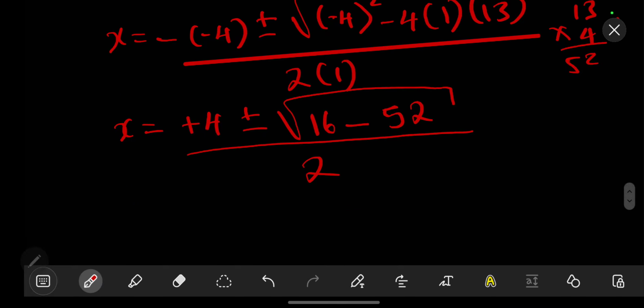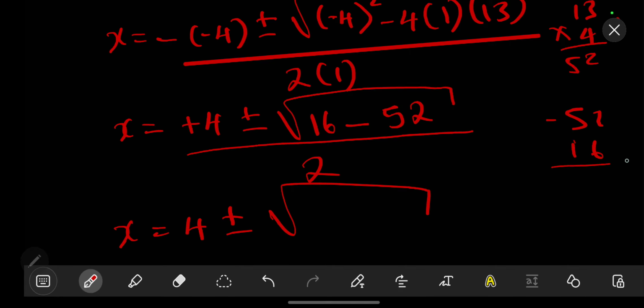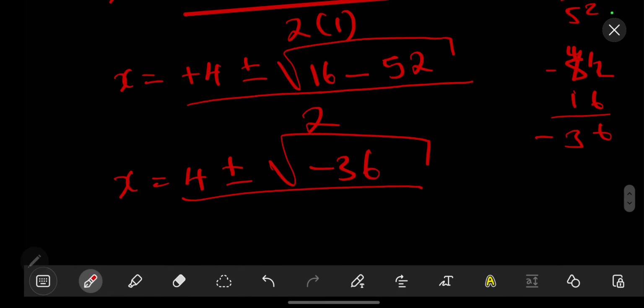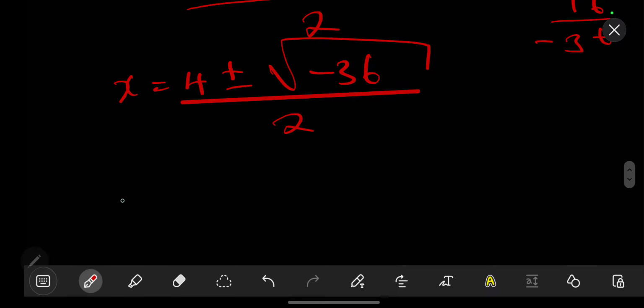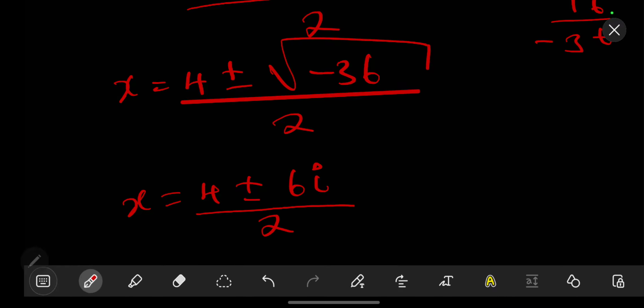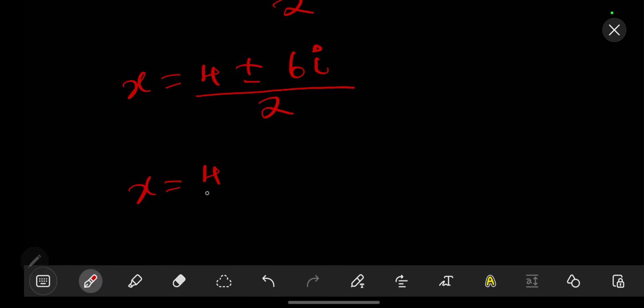So x is equal to 4 plus or minus the square root of 16 minus 52, which gives us negative 36, over 2. Either x is equal to 4 plus or minus the square root of negative 36, which is 6i, over 2. So we can split this: x is equal to 4 over 2 plus or minus 6i over 2, since the 2 can divide both values.